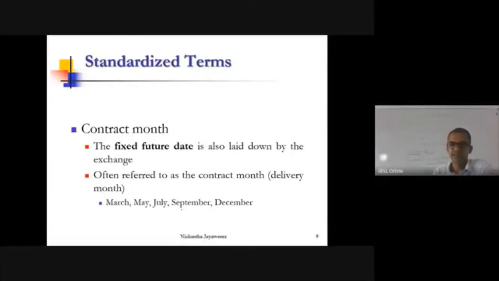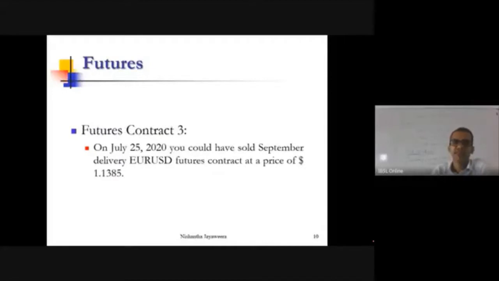So if the month is September, first you have to decide the second week based on the calendar, and then what is the Wednesday of that week? That is the last trading date of the contract. So everything is defined according to some set of rules, very clear. Anybody can understand it.